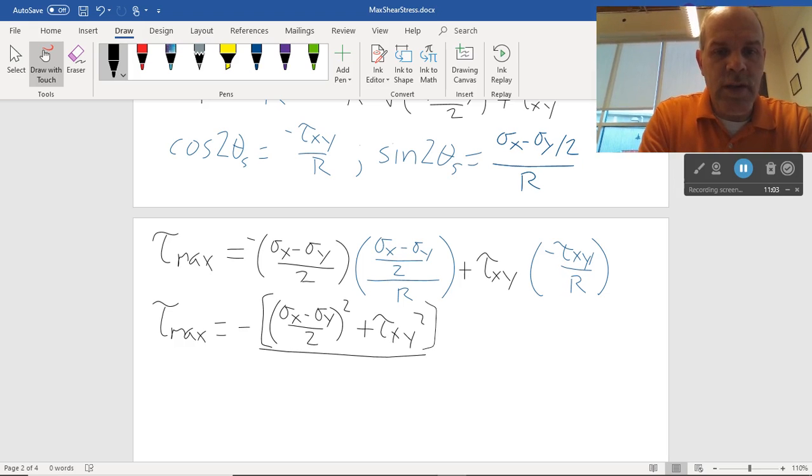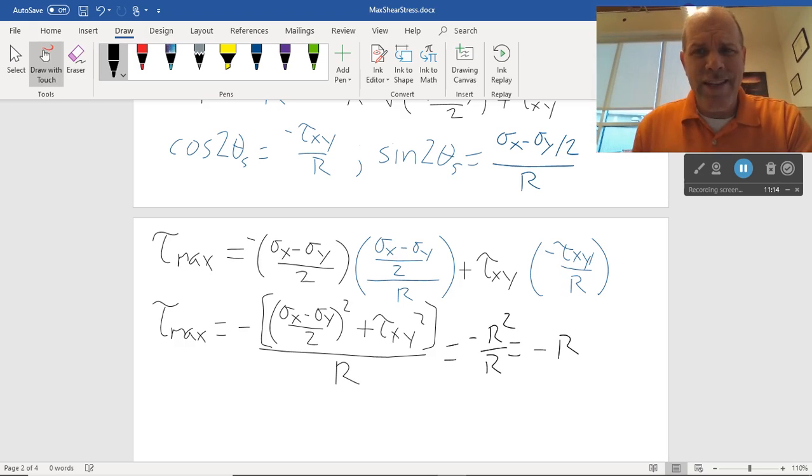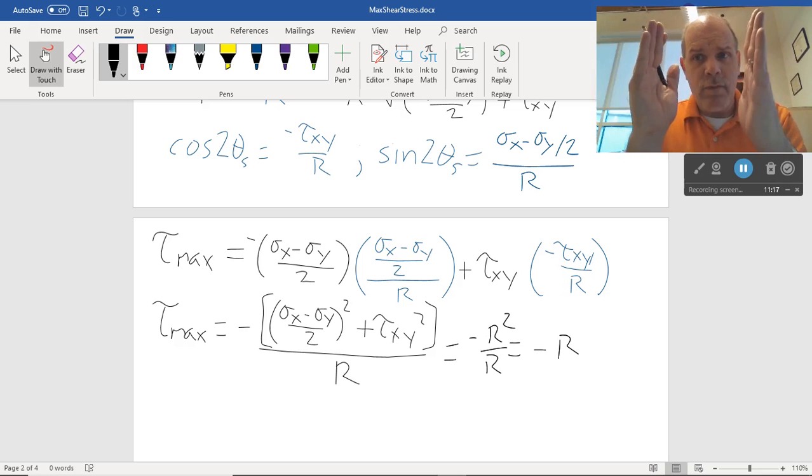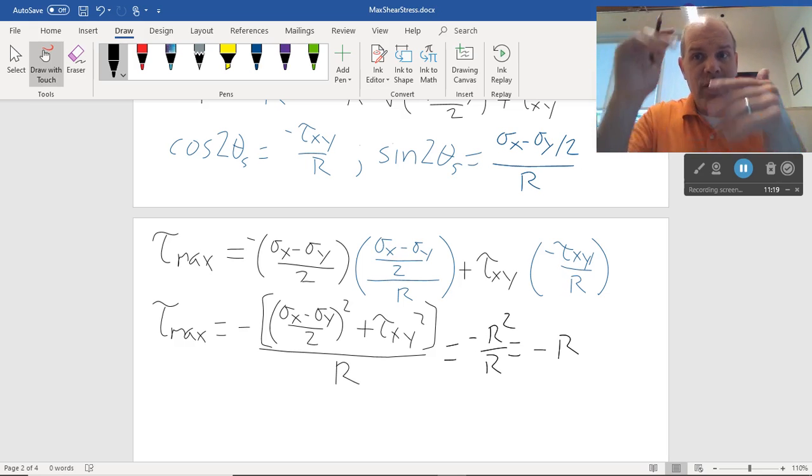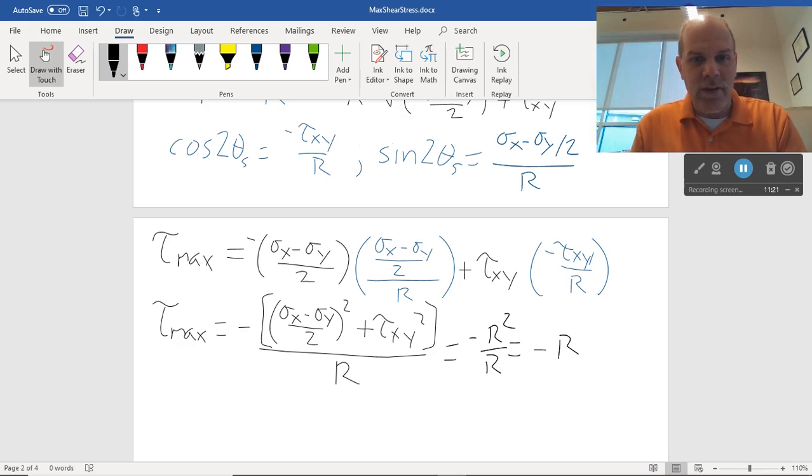I'll make sure we're explicit that that's all inside parentheses. There's a negative on both those terms, divided by r is equal to minus r squared over r, which is just minus r. So what we say is that one plane is going to have a clockwise couple, one plane is going to have a counterclockwise couple, so that one side has a negative, one has a positive.